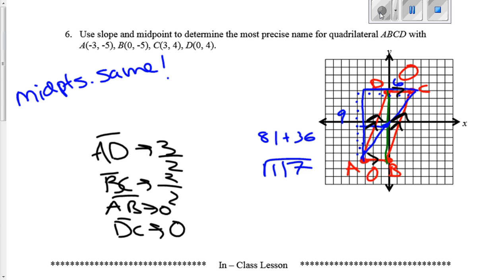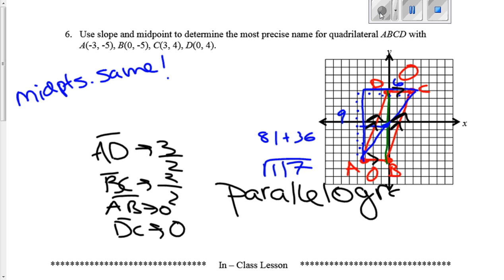We already saw that because the diagonals bisected each other, but the diagonals are not congruent, and because the slopes are not opposite reciprocals, I do not have right angles. So that's telling me this is a parallelogram, but it's not a rectangle. A rectangle is a more specific name. So all I can conclude, it is indeed a parallelogram.